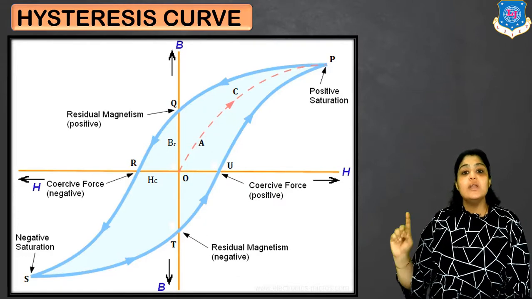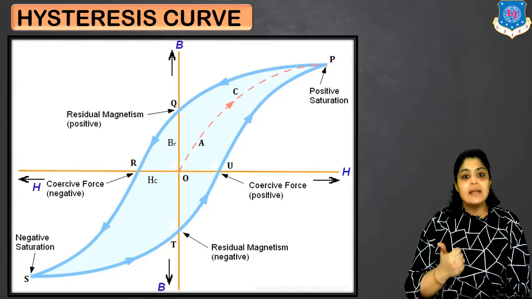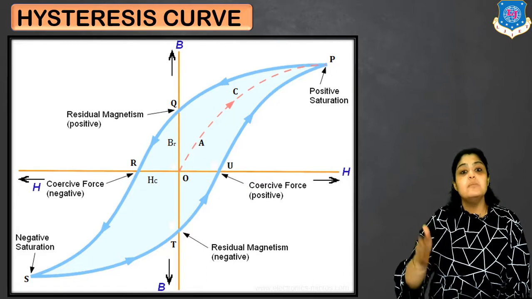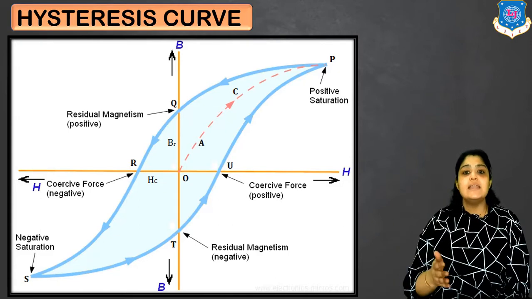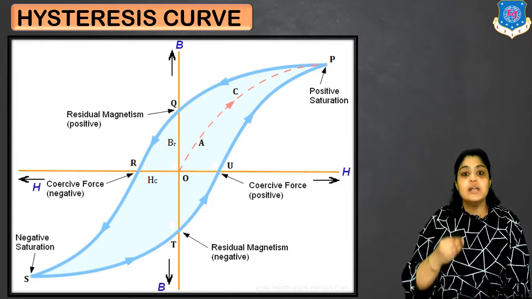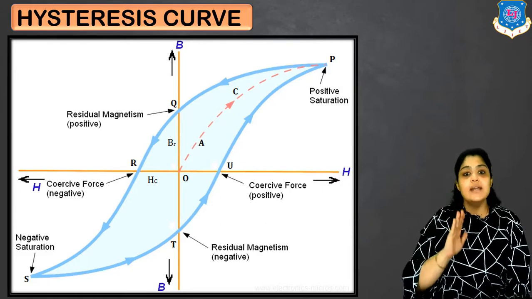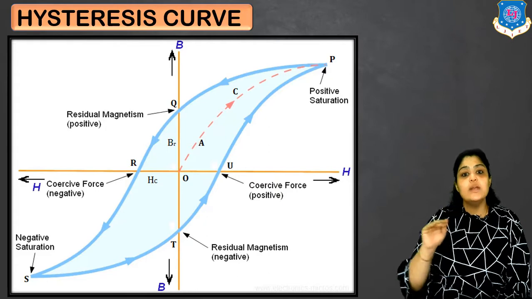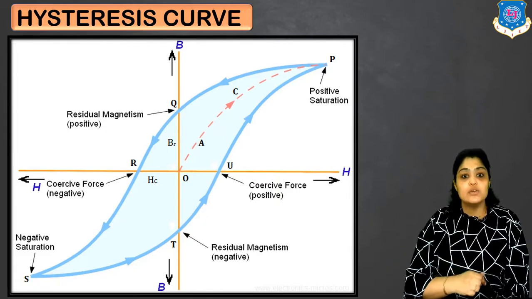I will start with the point O. If you start increasing the applied magnetic field by 1 unit in the positive X direction, the material will get magnetized and a magnetic induction, or magnetic flux density, is created in the positive Y direction. One unit by one unit, you get an increase in magnetic induction.